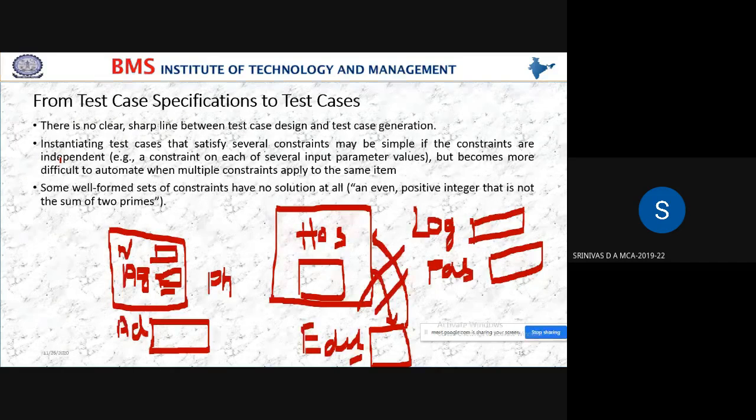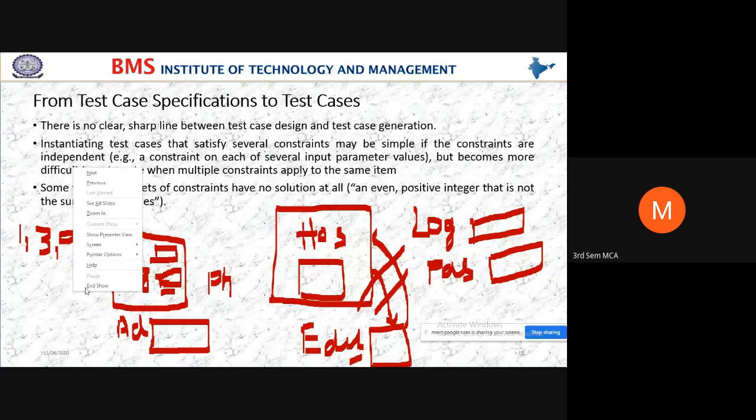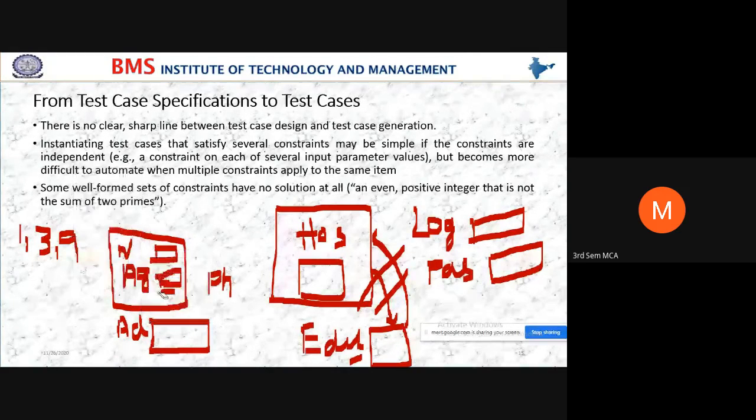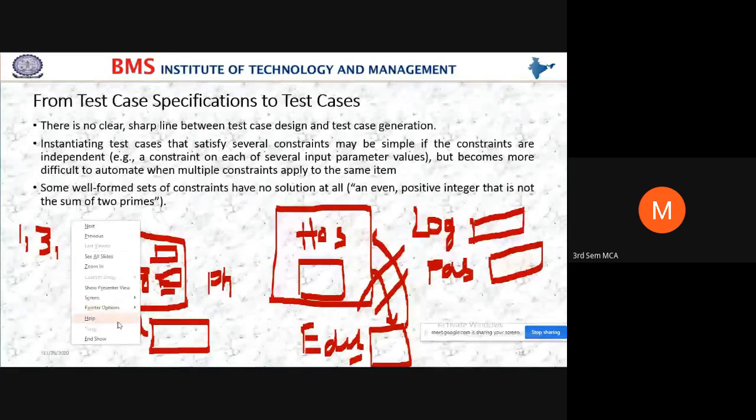Ma'am, the numbers which can divide by itself and 1. Yes, good. A prime number is a number which is divisible by 1 and itself. For example, 1, 3, 9. 9 is a prime number? No, 9 is not a prime number. 9 is divisible by 1, 3, and 9. The prime numbers are the numbers which are divisible by 1 and itself.